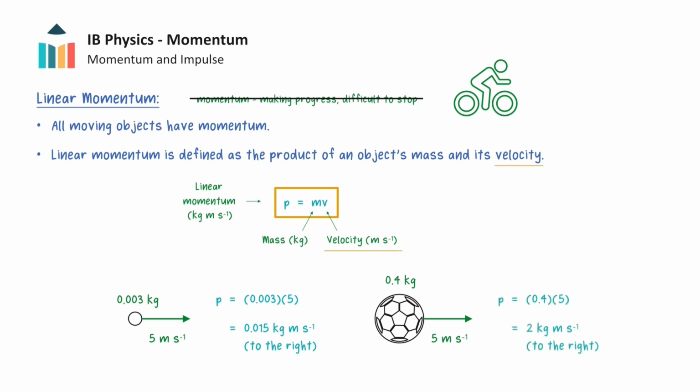Notice how we are using the quantity velocity instead of speed. Velocity is a vector quantity, so it has a direction as well as a magnitude compared to speed. So momentum is a vector quantity and has the same direction as the velocity of the body.